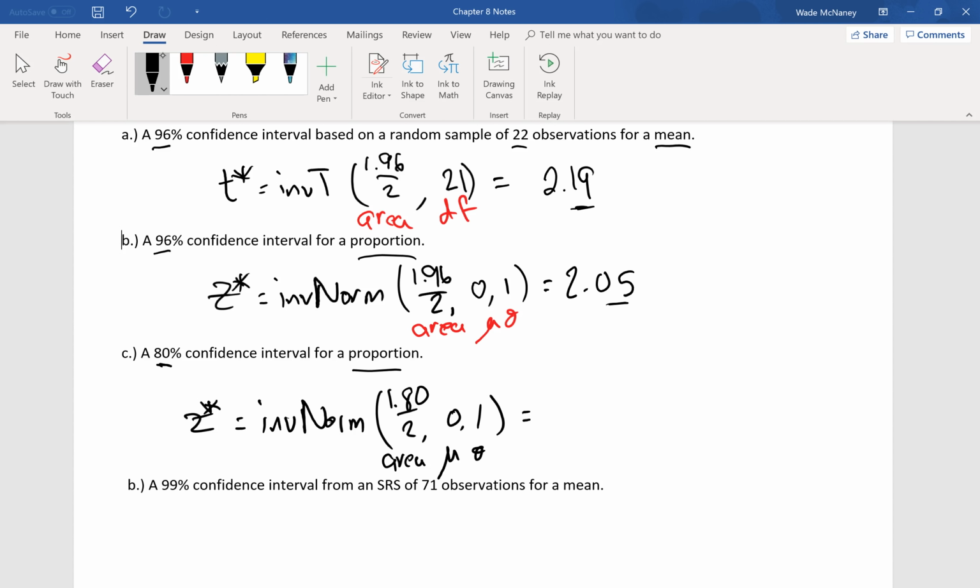Typed something in wrong, sorry. 1.8 divided by 2, 0, 1 gives me a Z star critical value of 1.28.